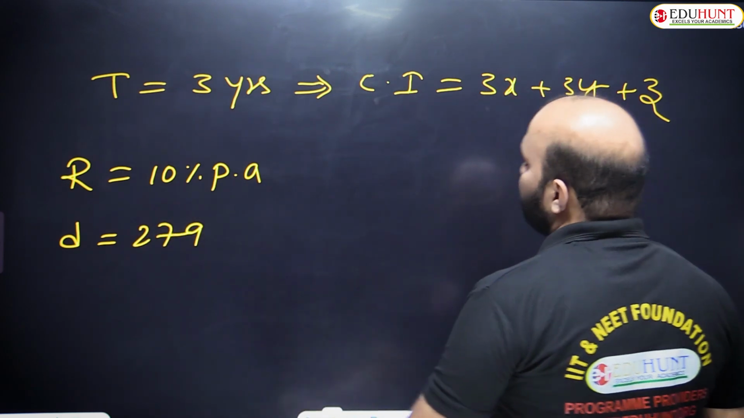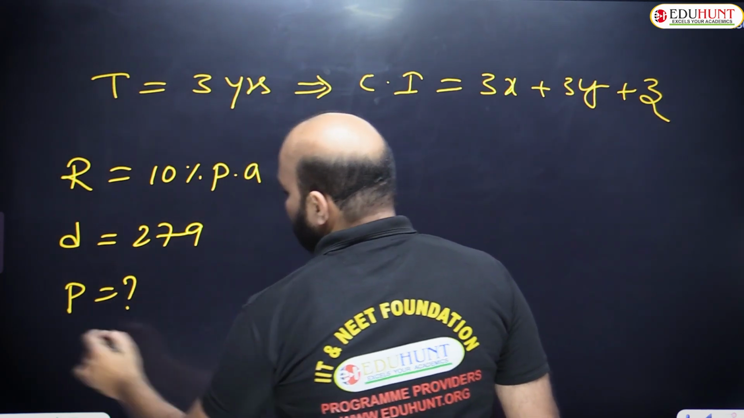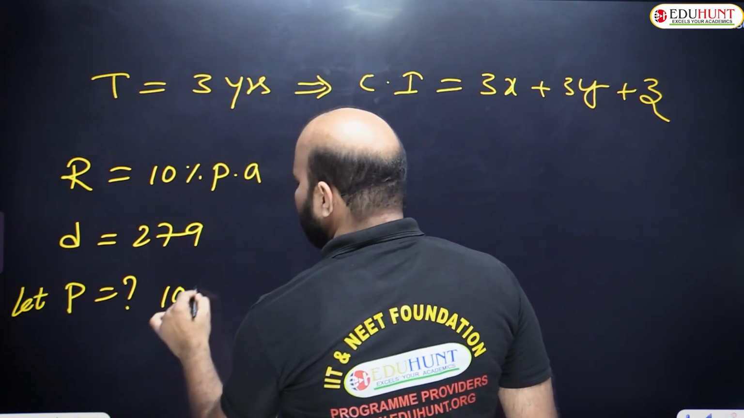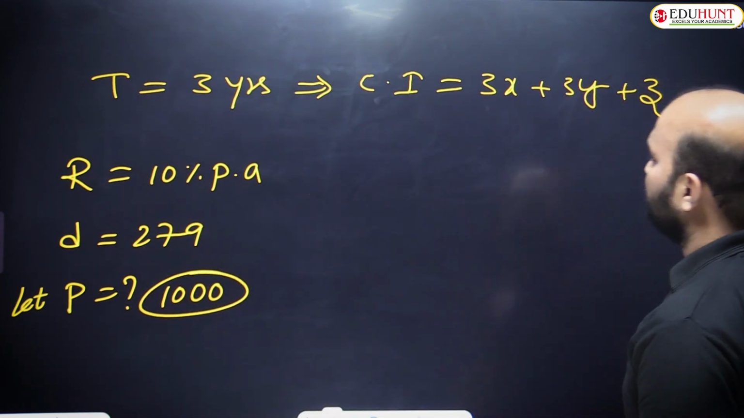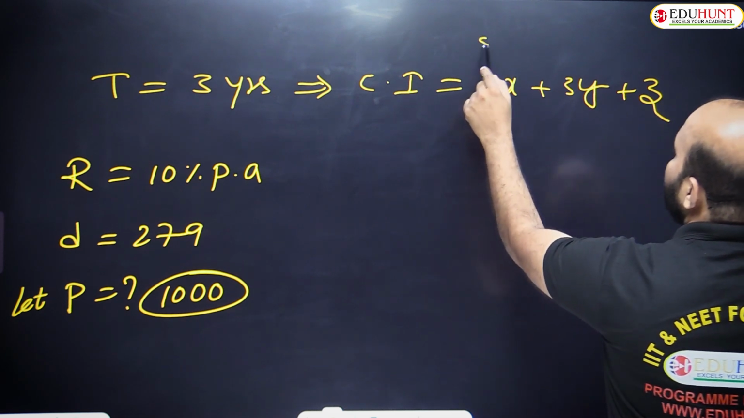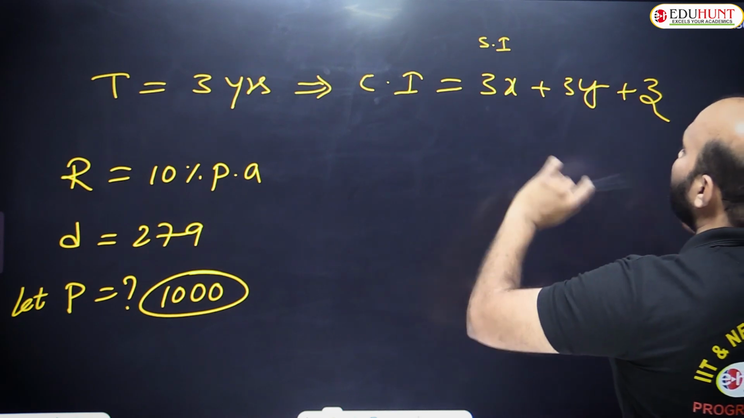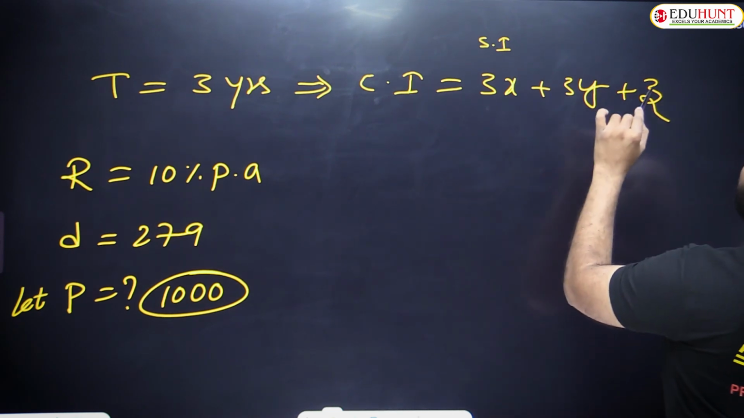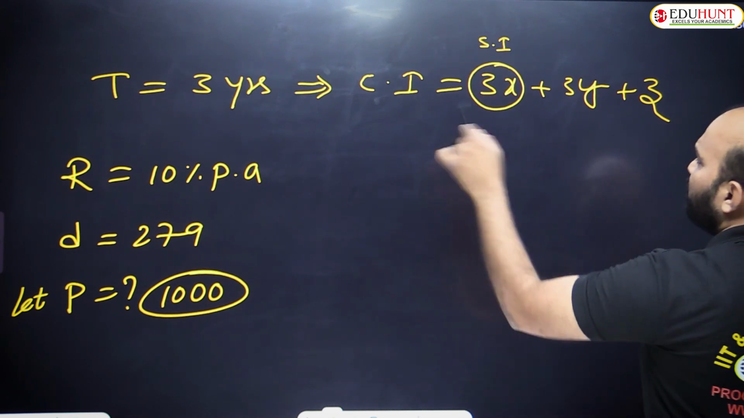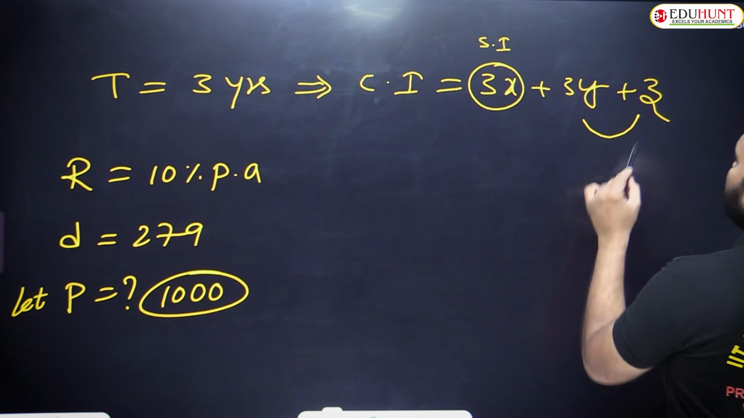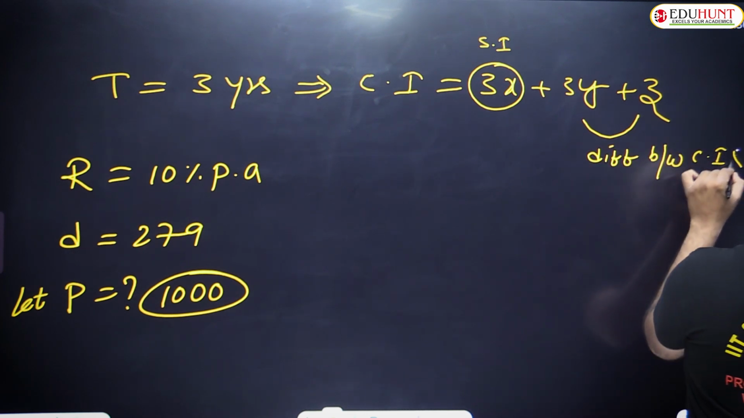Am I clear? You don't know the principal; that will be asked at the end. So let us consider the principal as 1000. Here 3x is the simple interest, because 3x plus 3y plus z is the compound interest and only 3x is simple interest. The difference means the remaining part, 3y plus z. So 3y plus z is the difference between compound interest and simple interest.